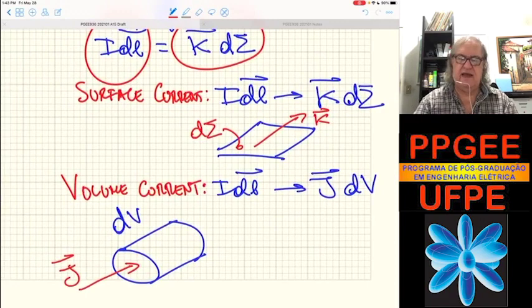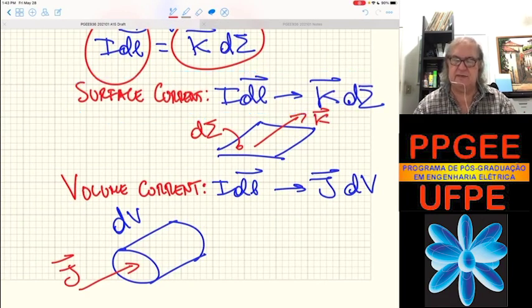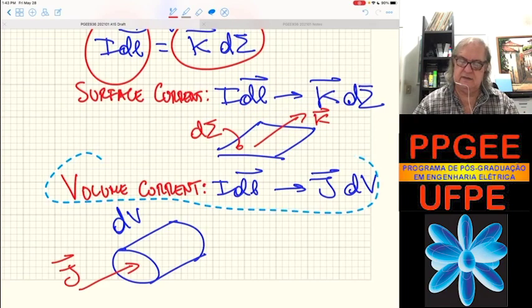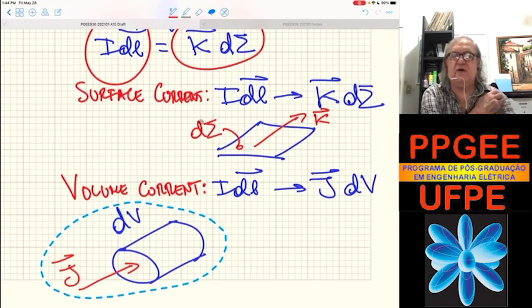Right? If we have surface currents, IDL is replaced by K d sigma. That's the geometric construction, area. K is on the area. Volume currents, IDL is replaced by JdV. Then you have this tube piece of volume like this. So we can calculate force on a surface, force on a volume, right?